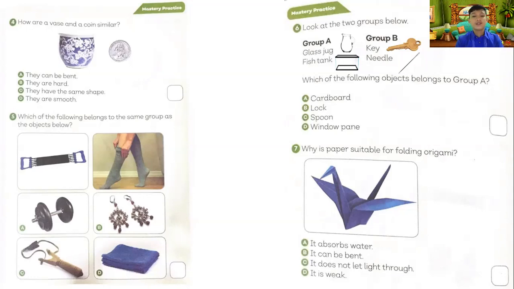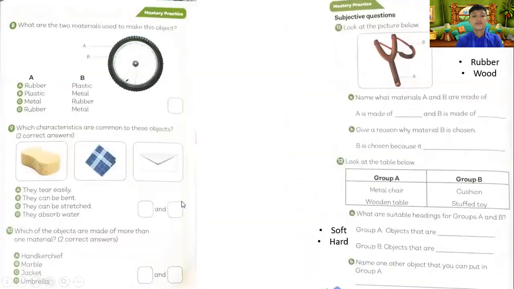Okay, next. What are the two materials to make this object? It is easy. Letter A, in column A, we have rubber, plastic, metal, and then rubber. And then its partner, okay? Rubber and plastic, plastic and metal, metal and rubber, or rubber and metal, okay?